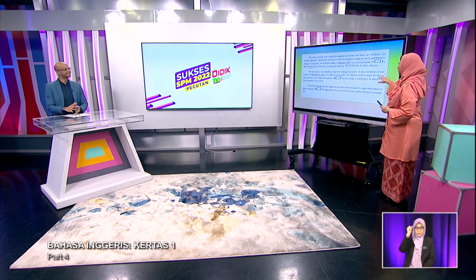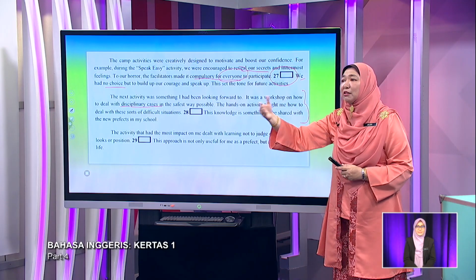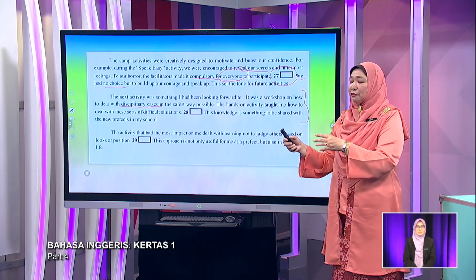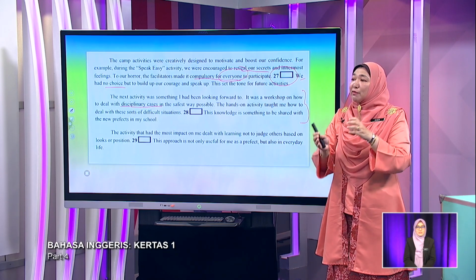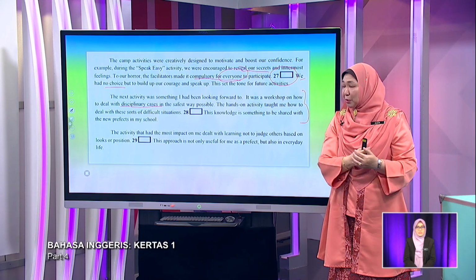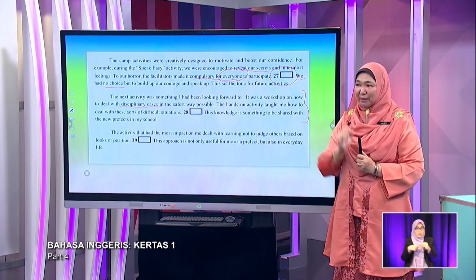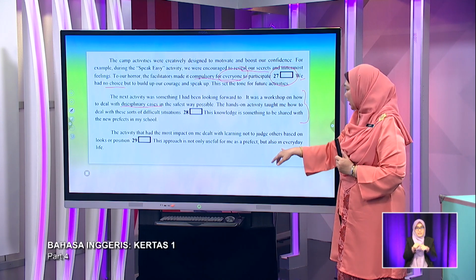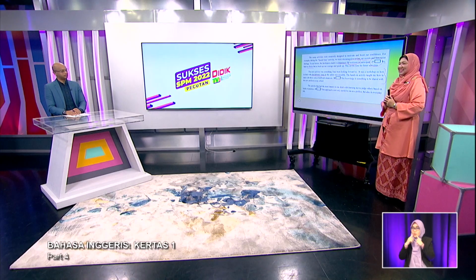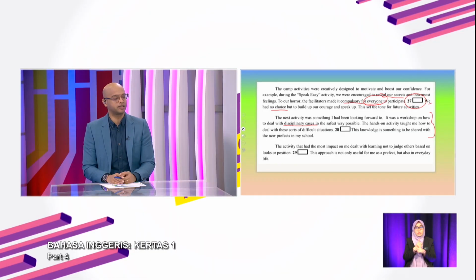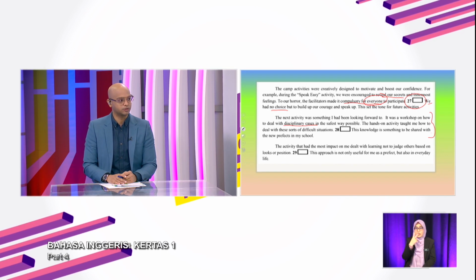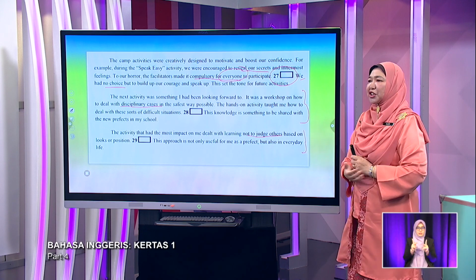Okay, so we are talking about, because here taught me how to deal with this. For the writer, he has problem with the behavior of the junior pupils, right? Yes. So this is the most possible option for number 28. Okay, and this one. All right. The activity that had the most impact on me dealt with learning not to judge others based on looks or position. And then number 29 is there. This approach is not only useful for me as a prefect, but also in everyday life. Yeah, so this paragraph is on not to judge people.